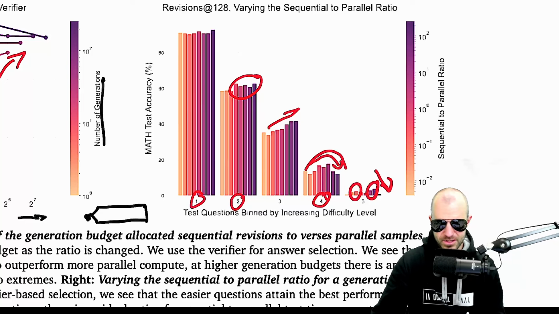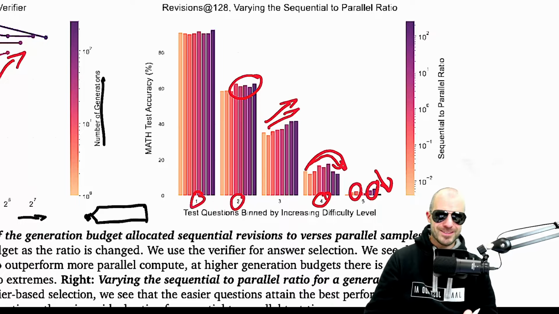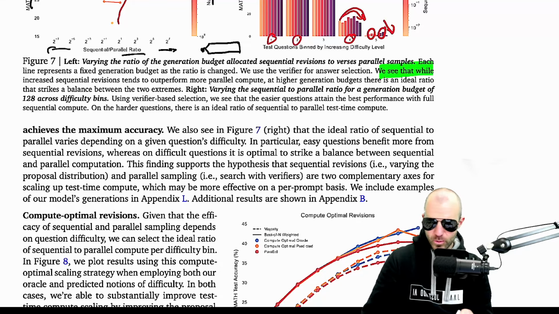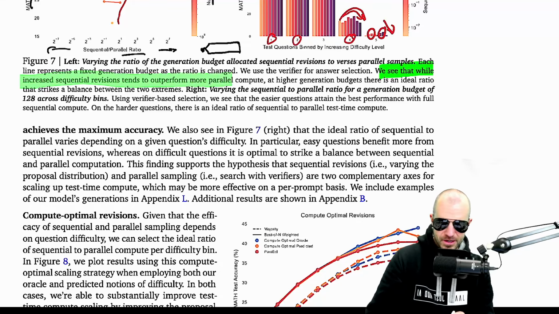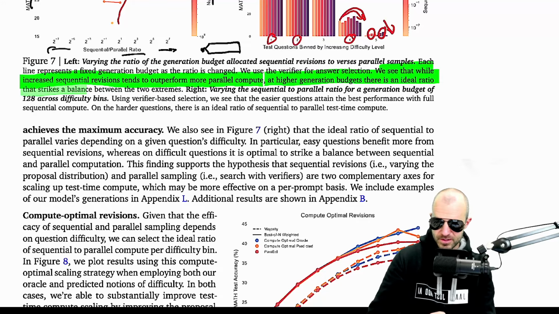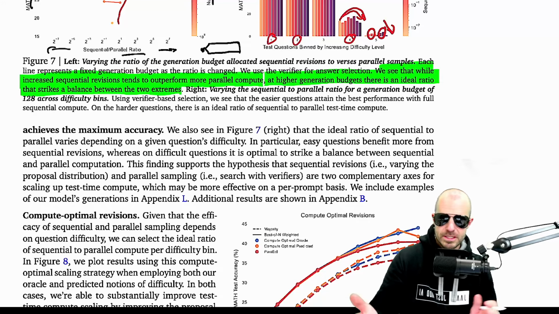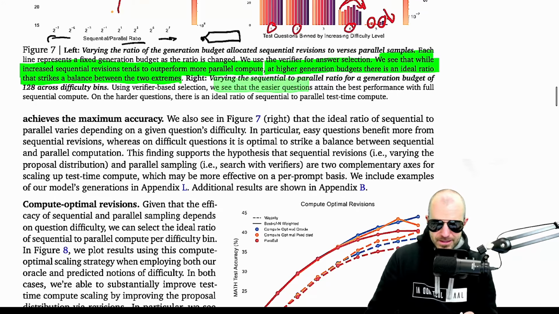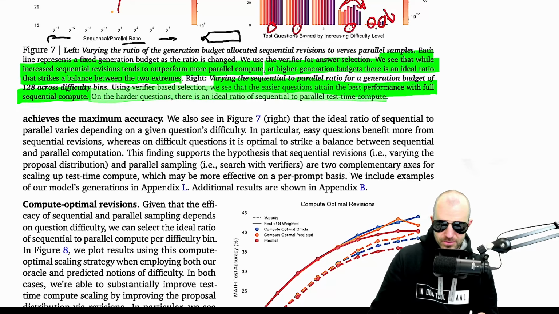because, well, here you just have one hill, right? But you don't have it here, right? So they're going to make, in my opinion, a weak argument that we see that while increased sequential revisions tend to outperform more parallel compute, at higher generation budgets, there is an ideal ratio that strikes a balance between the two extremes. And then we see that the easier questions attain best performance with full sequential compute. On the harder questions, there is an ideal ratio of sequential to parallel test time compute.